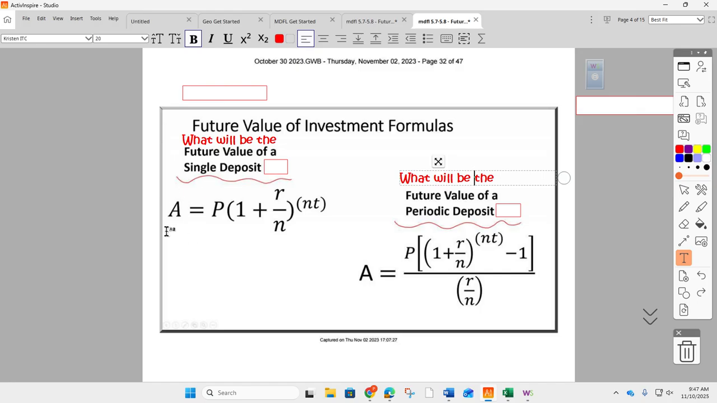Remember, whatever is over here is what we don't know typically. All of our formulas that we have right now, if we use them, they're solved for the thing. We have a formula already solved for that variable. So this formula tells you what the future value of a periodic deposit will be. For me personally, that makes more sense.